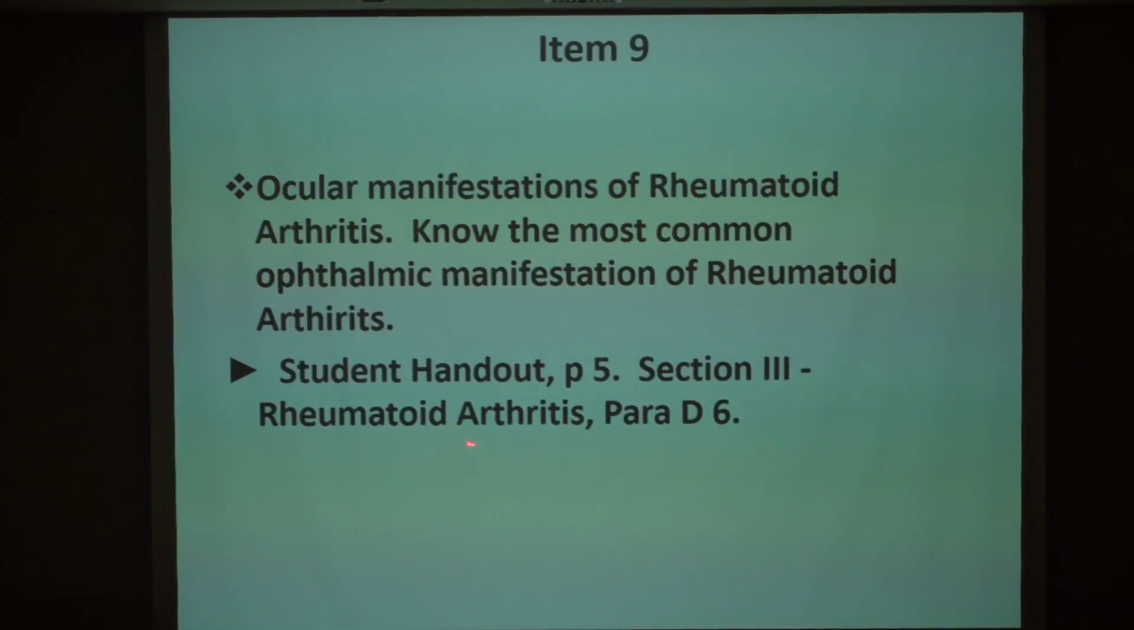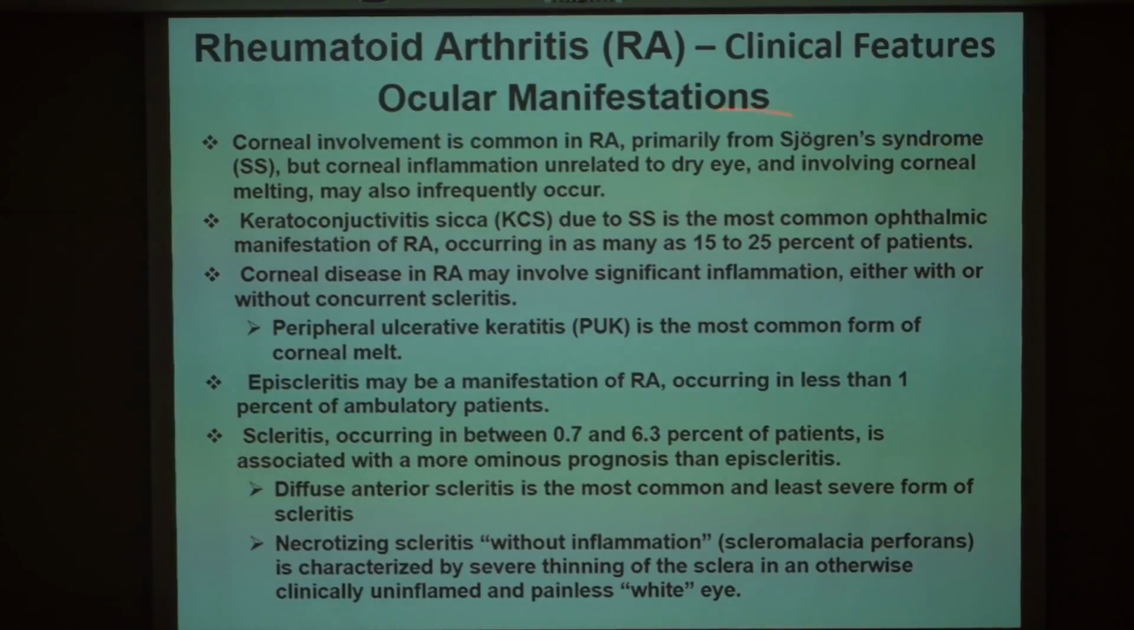Item 9, ocular manifestations of rheumatoid arthritis. This is out of your notes. Know this paragraph, or actually this entire section in your notes, because 2 questions come out of this one, both of them about the ocular characteristics. We talk about keratoconjunctivitis. You all know that another term for that is dry eye syndrome, and you know about its association with Sjogren's syndrome. Sjogren's syndrome is also associated with rheumatoid arthritis, among many other syndromes. But keratoconjunctivitis is the most common ophthalmic manifestation of rheumatoid arthritis.